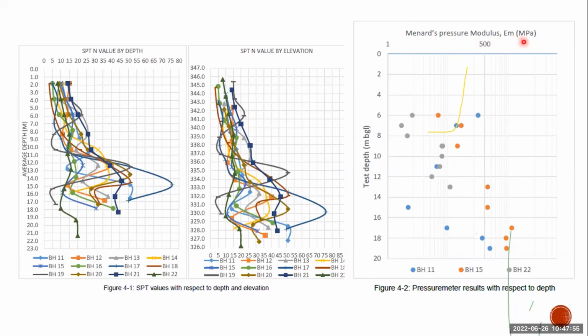This one is the pressuremeter results, Ménard modulus, which you can use for calculating the settlement criteria. You can use these stiffness values. This is drawn with reference to the depth. You can see the depth on the y-axis and Ménard modulus in the x direction. Next slide.